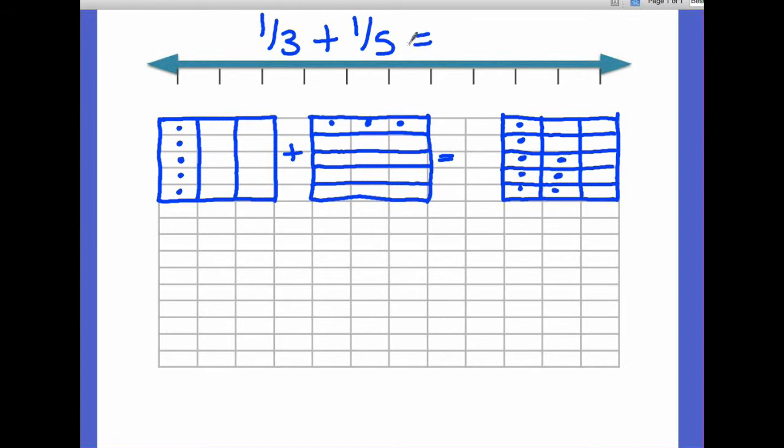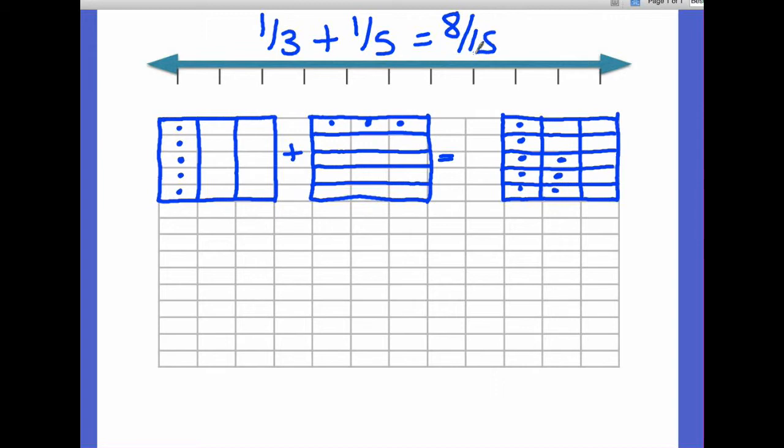One third plus 1/5. Everybody, what's it equal? 8/15. How'd you know it was 15? Why did my number just change to 15? Greta, why did my number just change to 15? Because if you count all the boxes, there's 15 and 8 of them have dots in them.